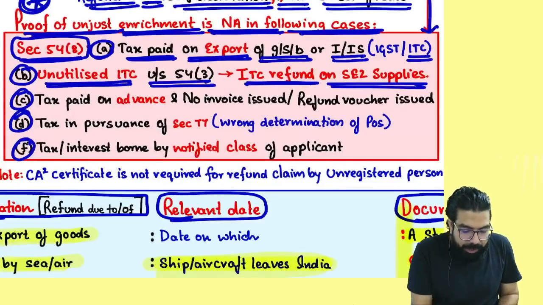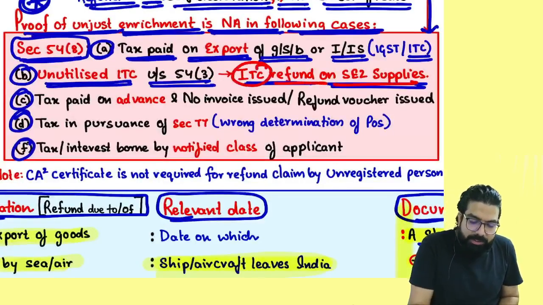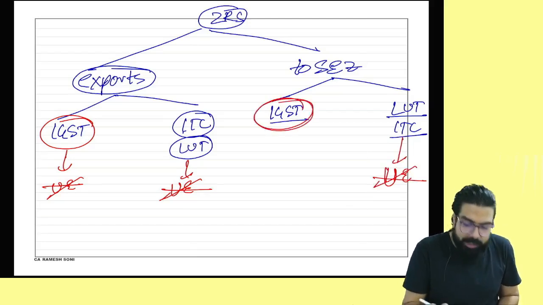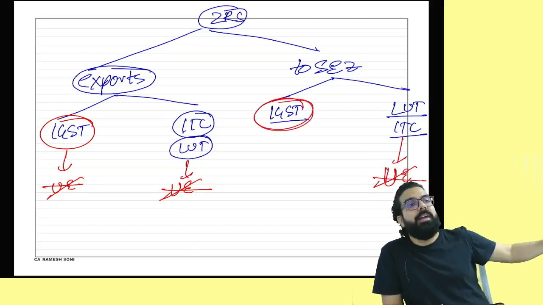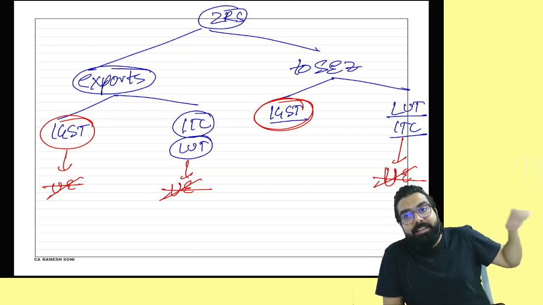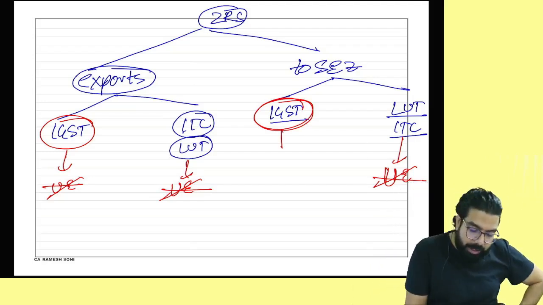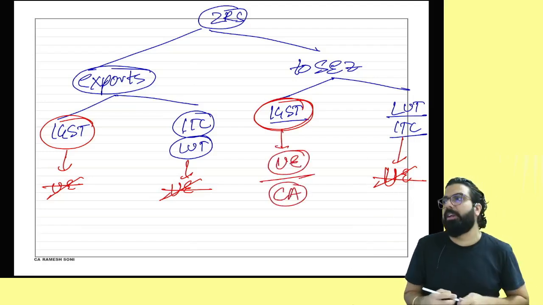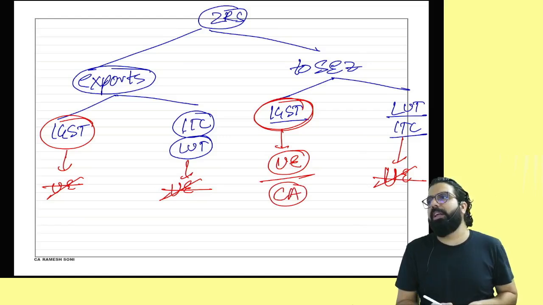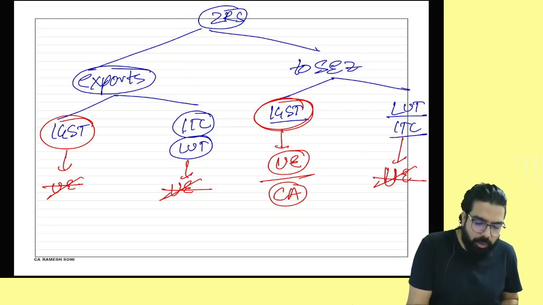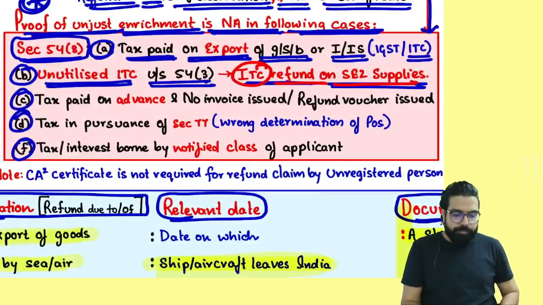Third, whenever you are claiming an ITC refund on SEZ supplies, unjust enrichment is not applicable here either. But remember one thing: when you have supplied to an SEZ and paid the IGST, and you want a refund of that IGST payment, here unjust enrichment is applicable. You have to give a CS certificate. If the amount is less than 2 lakh, a self-declaration is enough. More than 2 lakh, CS certificate.